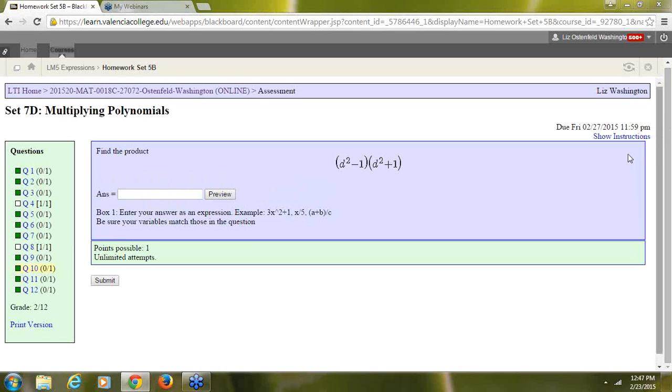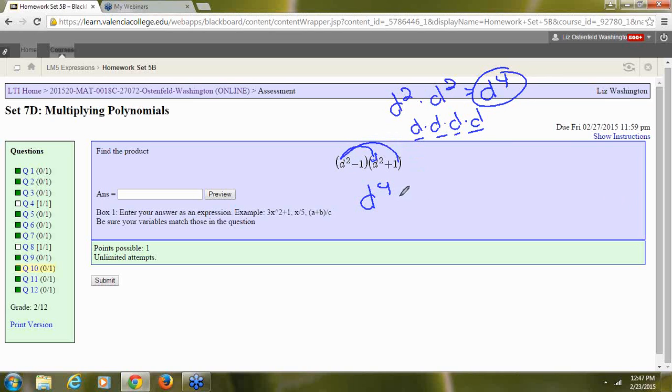Similar, but they try to make it look a little different by making it d squared times d squared. You're still foiling. You're still making sure everything gets multiplied. The difference is that d squared times d squared is d to the 4th power because d squared is d times d. This d squared is d times d again, and technically I have 4. So you're adding those together. So d squared times d squared is d to the 4th.